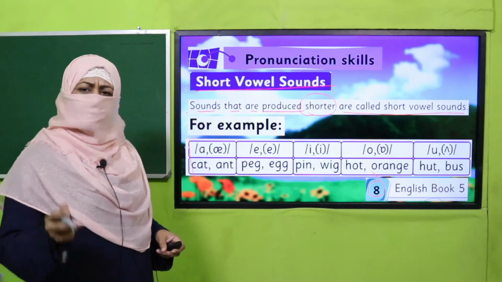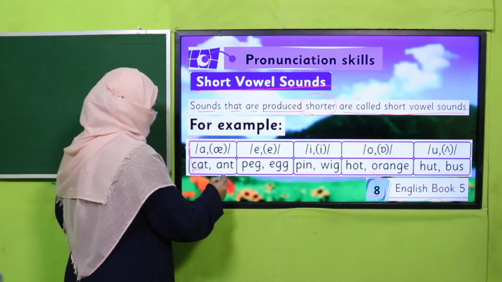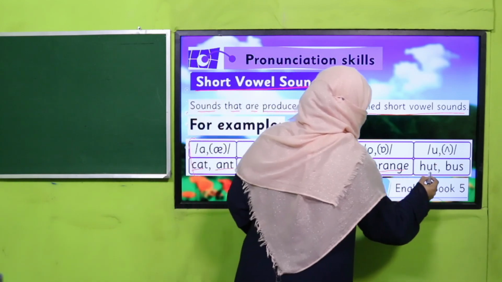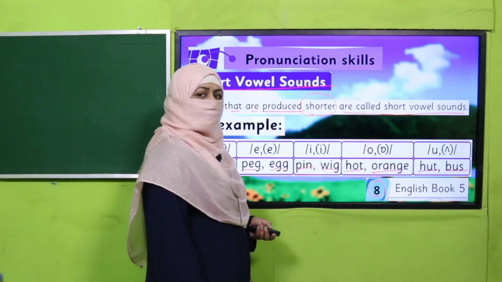Yes, my dear children, all of you did it. It's cat, ant, peg, egg, pin, wig, hot, orange, hut, bus. Right, you know the rules.